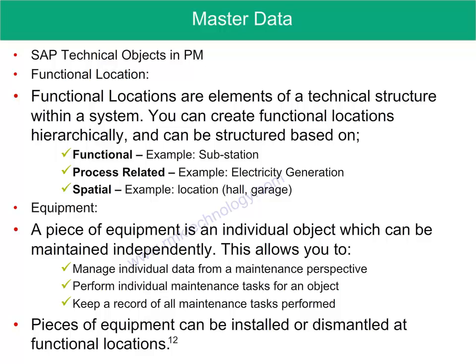Below is the definition of equipment. A piece of equipment is an individual object, which can be maintained independently. This allows you to manage individual data from a maintenance perspective, perform individual maintenance tasks for an object, and keep a record of all maintenance tasks performed. Pieces of equipment can be installed or dismantled at functional locations.